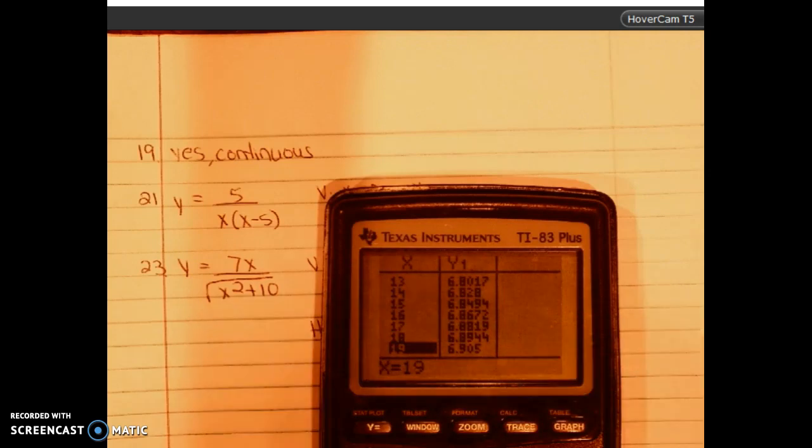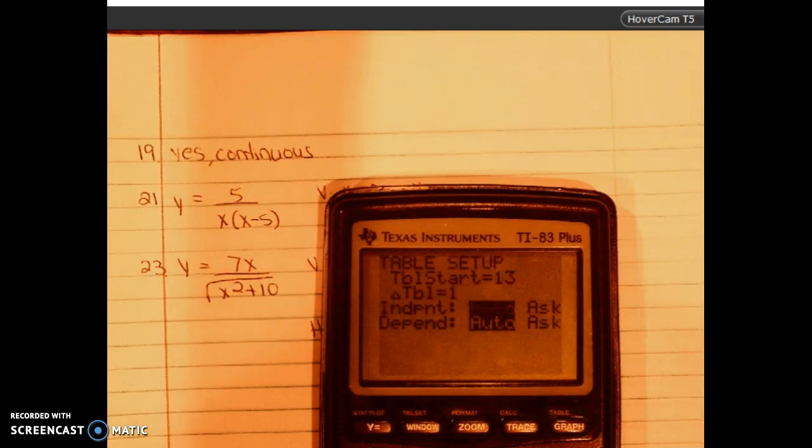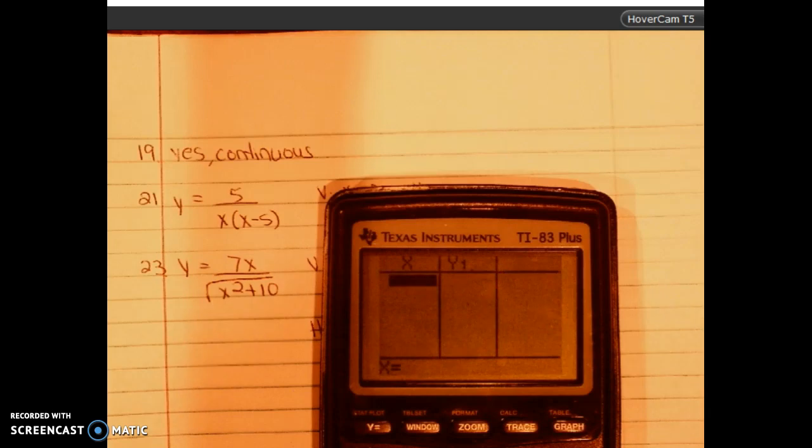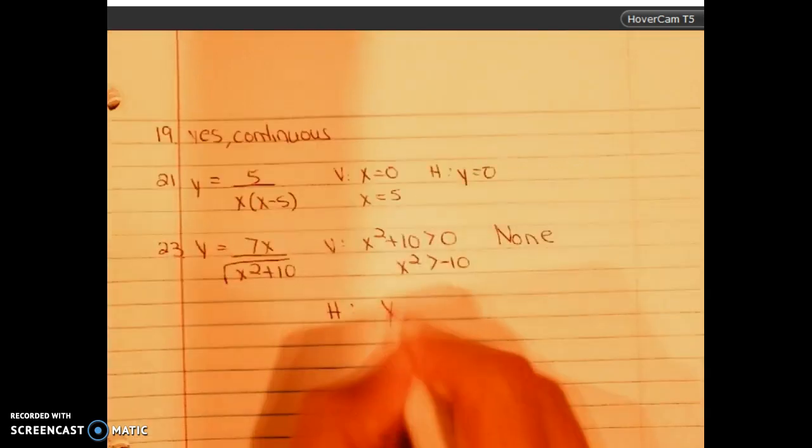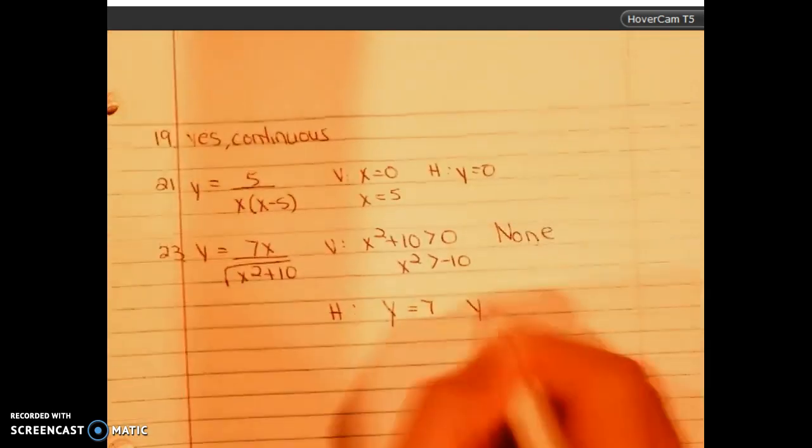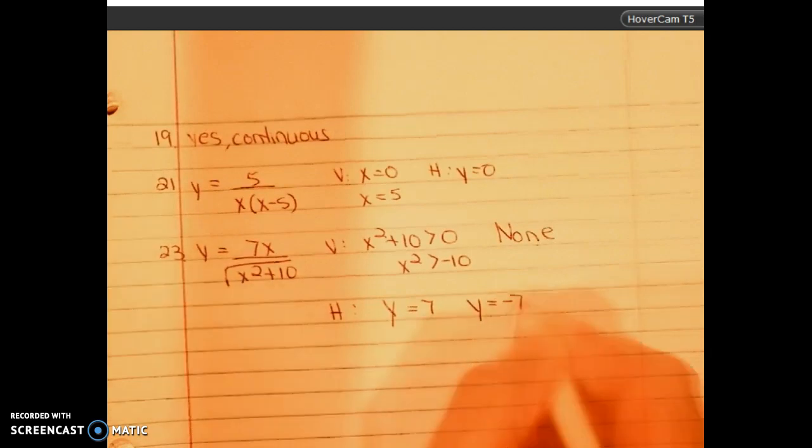Another way I could check it, if I wanted, I could go into that table and I could ask it. So let's see. If I go and type in an x of 100 or an x of 1000, notice it's coming close to that 7. And again, if I wanted to go in the other direction, -100, it's coming close to that -7. So we have two horizontal asymptotes. Y is 7, y is -7.